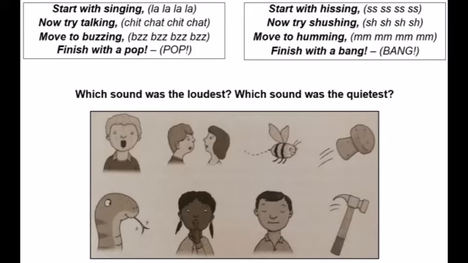Start with singing, la. Now try talking, chit chat, chit chat. Move to buzzing, bee, bee, bee, bee. Finish with a pop, pop. Start with hissing. Now try shushing. Shh, shh, shh, shh. Move to humming. Finish with a bang, bang.